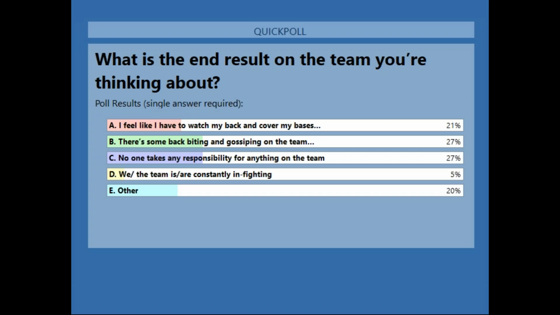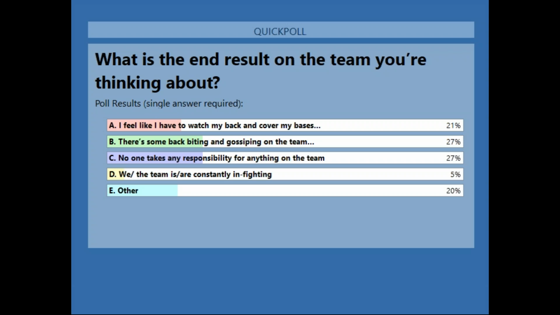We had 21% of you said, I feel like I have to watch my back and cover my bases. That's not really an engaging environment to be in, and that's one of the things that has come up in the other as well about lack of engagement. 27% of you said there's some backbiting and gossiping on the team. Oh, that is just not nice. You don't come into work for that. It's very hard to bring your best when it's like that.